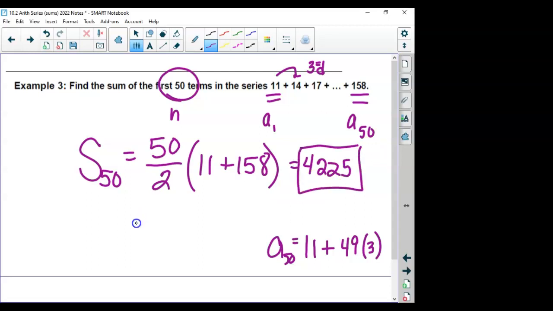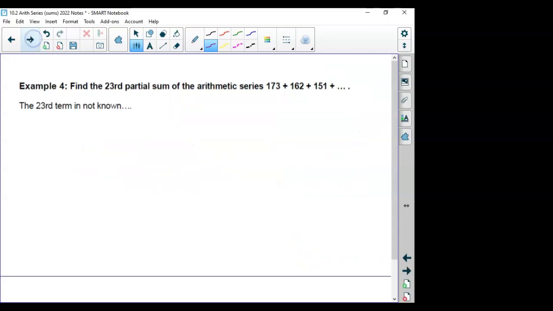Okay, now sometimes they don't give us the last term, or it's possible they don't even tell us how many terms we're supposed to find. They have to give us one or the other, but example 4 says, find the 23rd partial sum of the arithmetic sequence. So this means the sum through 23 terms, okay? That's just the wording for it. So we need to find the last term that we're going to want in our sequence. So we need to find term 23, sorry.